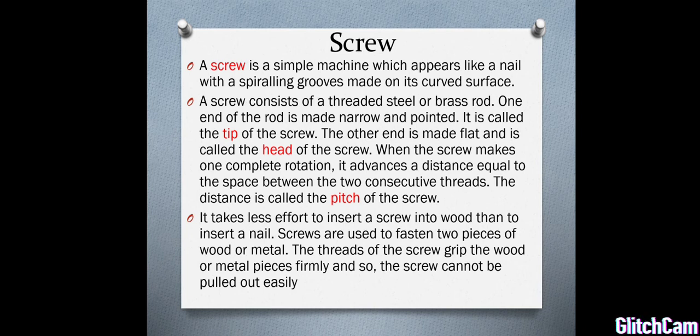It takes less effort to insert a screw into wood than a nail. Screws are used to fasten two pieces of wood or metal. The thread of the screw gives more grip. That's why it holds the material very firmly or tightly, and the screw cannot be pulled out easily.